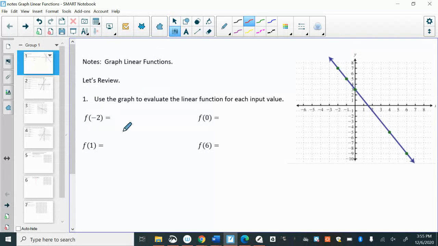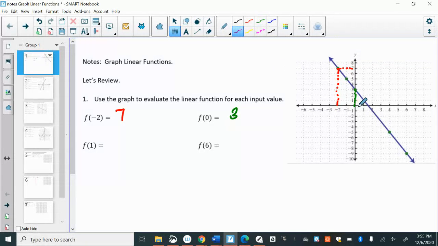If I want to know what f of -2 is, looking at the graph, -2 represents x. We go there on the x-axis, get ourselves to the graph, bring ourselves over to the y, and we would figure out that the output would be 7. For f of 0, here's where x is 0. You just kind of go up to the graph. It is already on the y-axis, so that would be a 3.